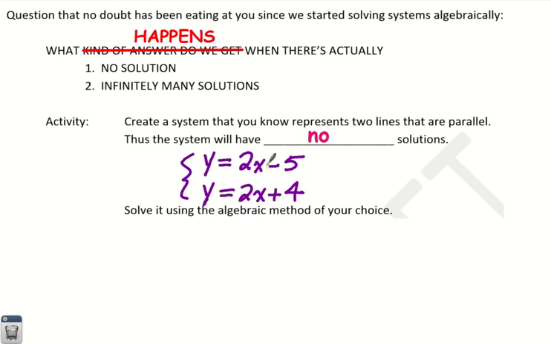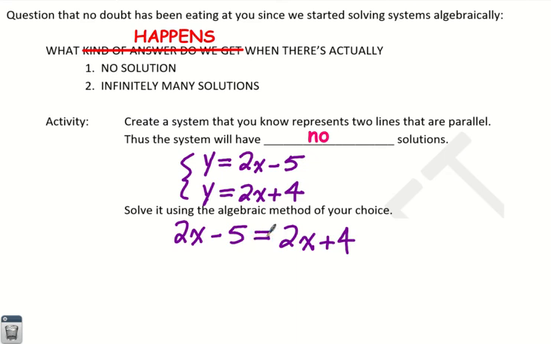Now, I look at these two equations, and you don't have to do what I'm doing, but I'm going to choose substitution, which, since both of these equations are set equal to y, is essentially going to be setting these two equations equal to each other. So we have 2x minus 5 equals 2x plus 4. Again, this is technically the substitution method.